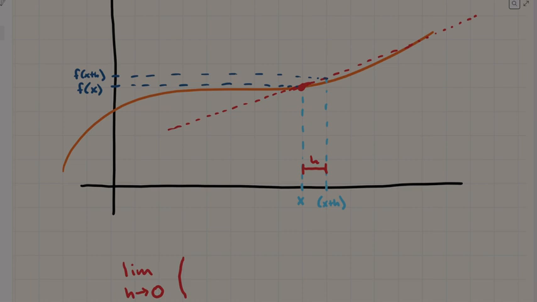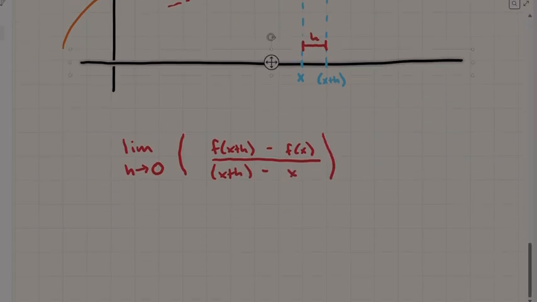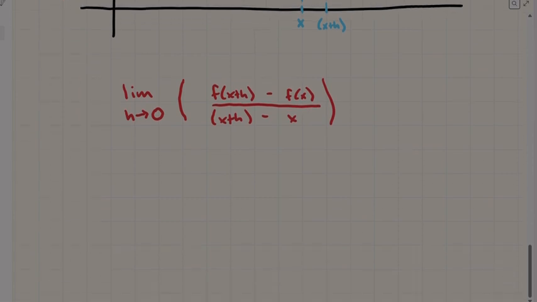And so really we're just saying we want to measure the slope as this horizontal separation between our paired points approaches nothing, right? And so that would be y2 minus y1. So it's f of x plus h minus f of x, and then divided by x2 minus x1. So that's x plus h minus x. All right. And this is the limit definition of the derivative. We're just going to clean it up a little bit because we've got an x and a minus x.